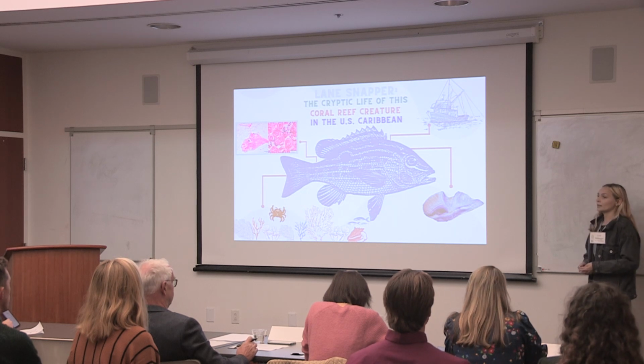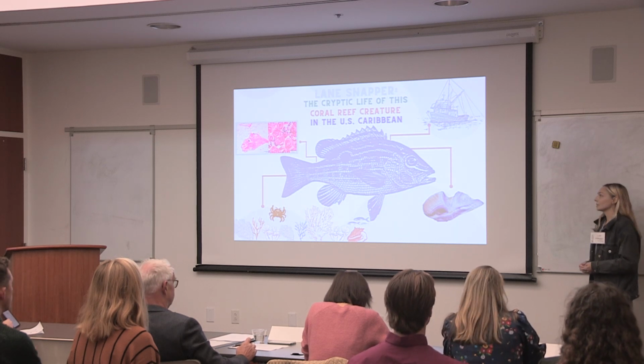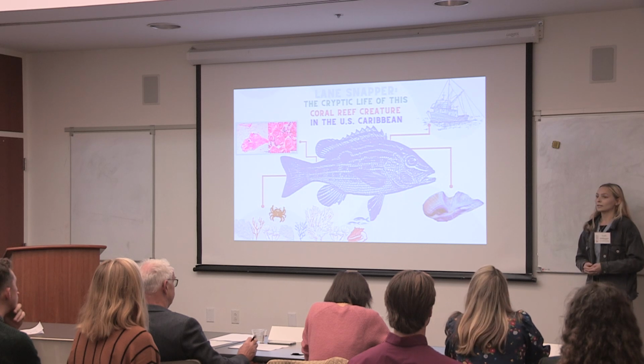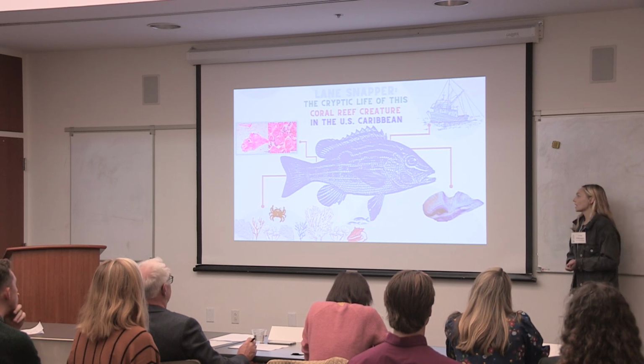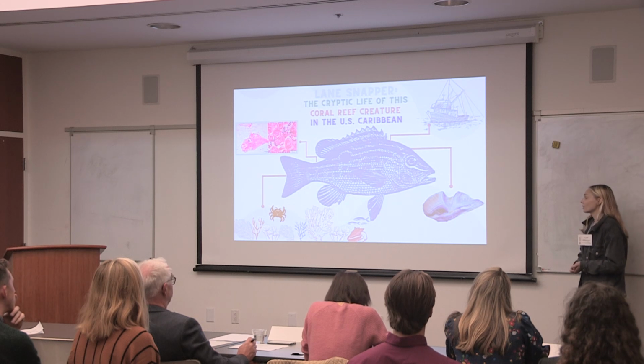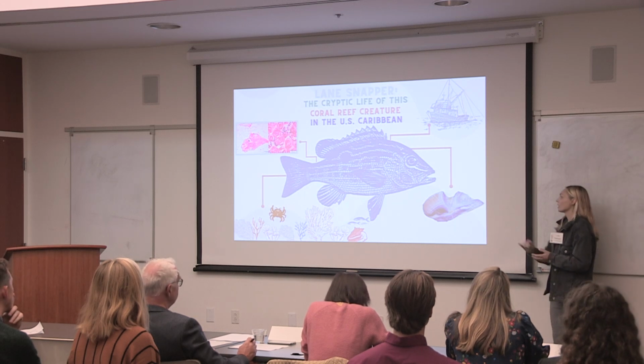In order to do this, I collect monthly samples of lane snapper in the U.S. Caribbean, and I first record the size of the fish. And then in order to determine the age of the fish, I analyze the bony ear structure in the fish, which is called an otolith.